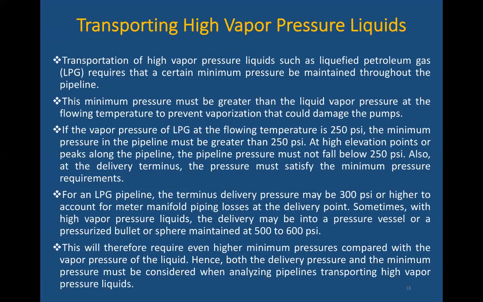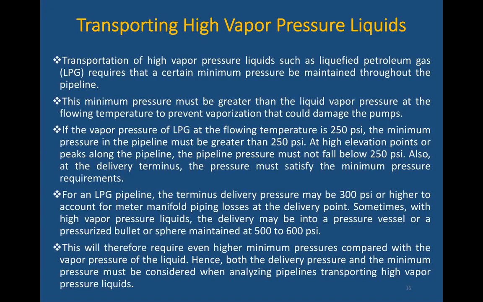Now come to another point, that is the transporting of high vapor pressure liquid. This is just a simple concept that I'm giving. Suppose you don't have the idea about the vapor pressure of the particular fluid that you want to transport through the pipeline, and your inlet pressure, or maybe the injecting pressure, is less than that vapor pressure. What will happen? An accident may happen. So if you know the vapor pressure is very high, then you have to manage the pressure of the pipeline in this way.